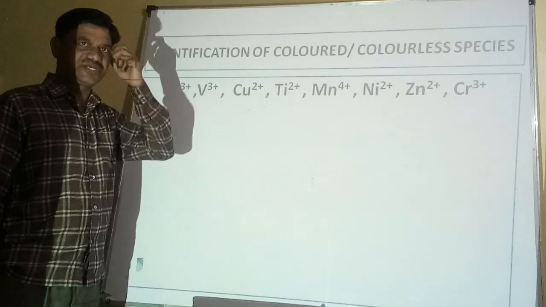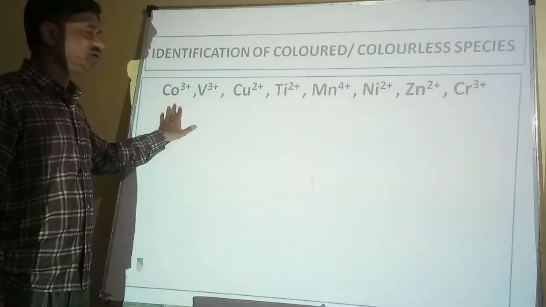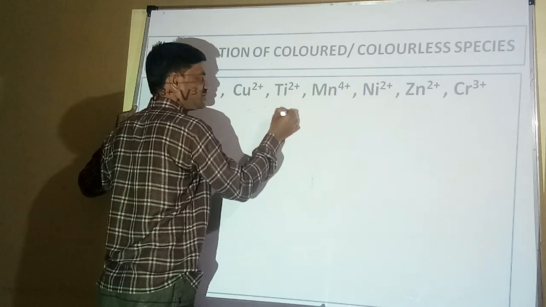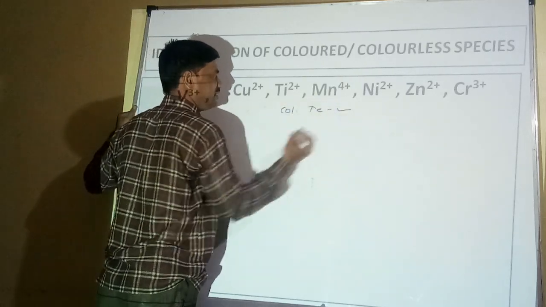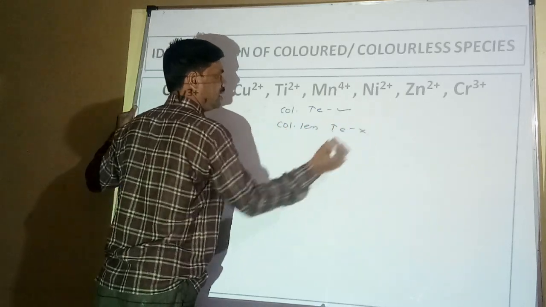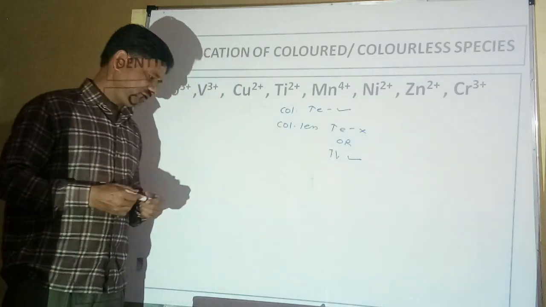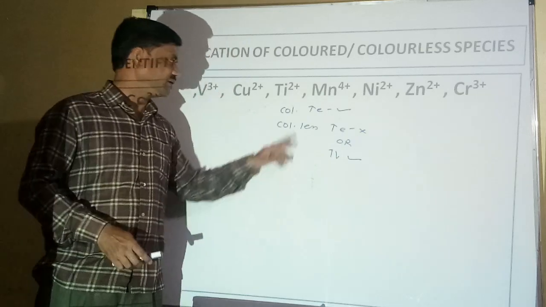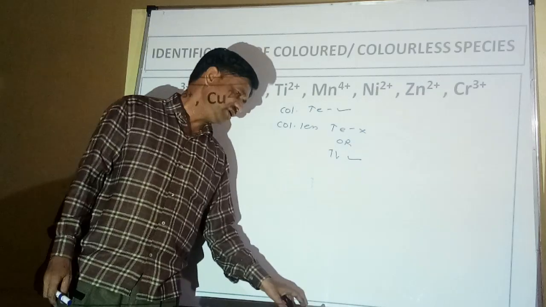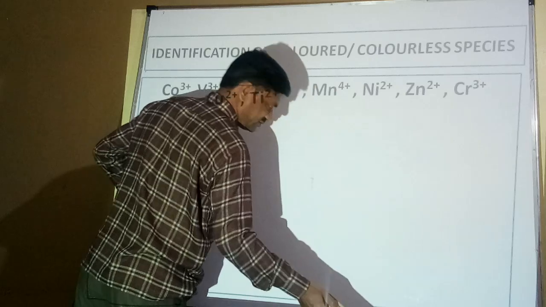What are the different cations given in front of you, to identify colored and colorless species? Which is colored, which is colorless? Once again I am going to repeat that condition. Colored species should have at least one unpaired electron. What about the reverse condition? Colorless species do not have unpaired electrons, or all the electrons are paired. Just remember this important condition for MCQ, and by applying it you can easily judge whether the given species is colored or colorless. Let us start one by one.